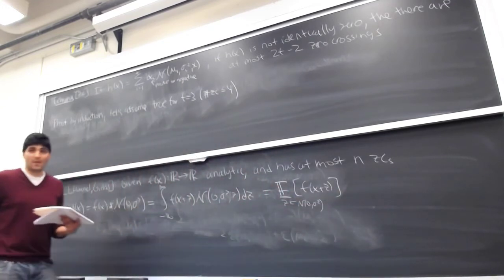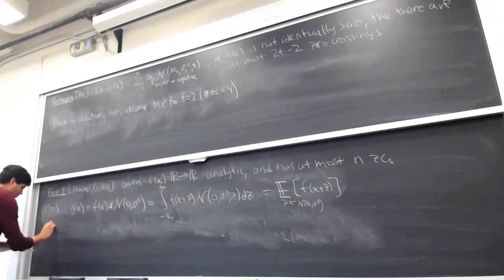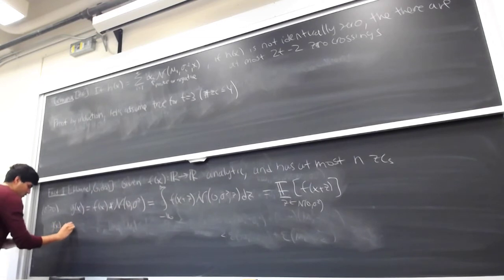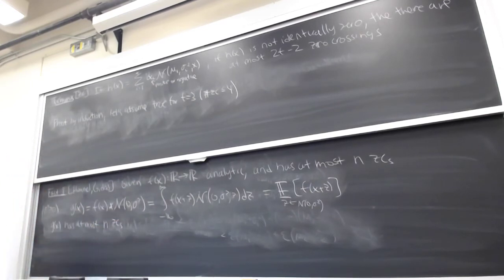So this is a smoothing operation. You start off with f of x, which is analytic, but then you're averaging f of x over a Gaussian neighborhood to define g of x. Then actually the magical fact is that g of x has at most n zero crossings. So it sounds like we just pulled the fact out of thin air from the 70s, right?